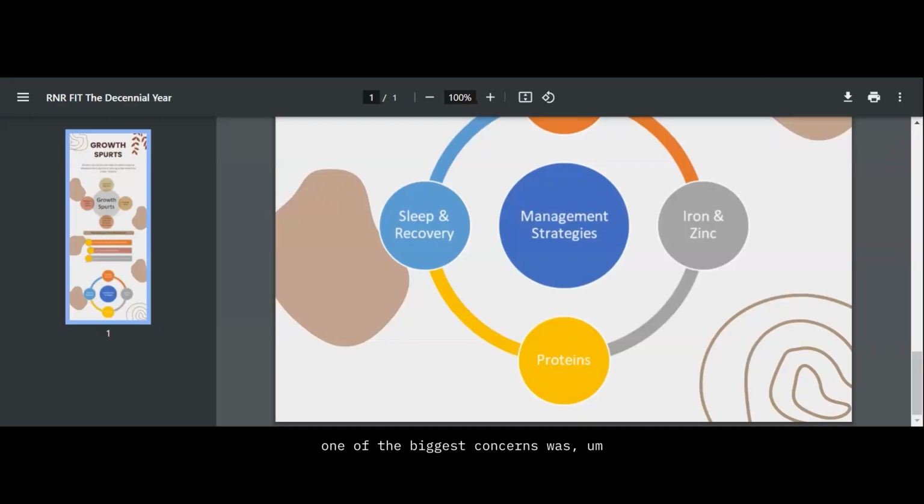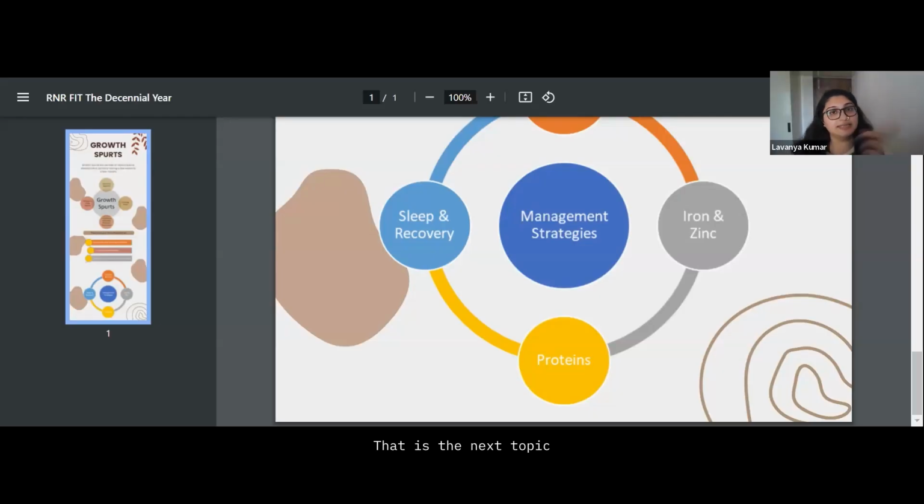Lavanya, one of the biggest concerns was, especially when the girls have their periods, their menstrual cycle, should they come for practice? Is it strenuous? Should they not come in for a few days? So, how would you address that?